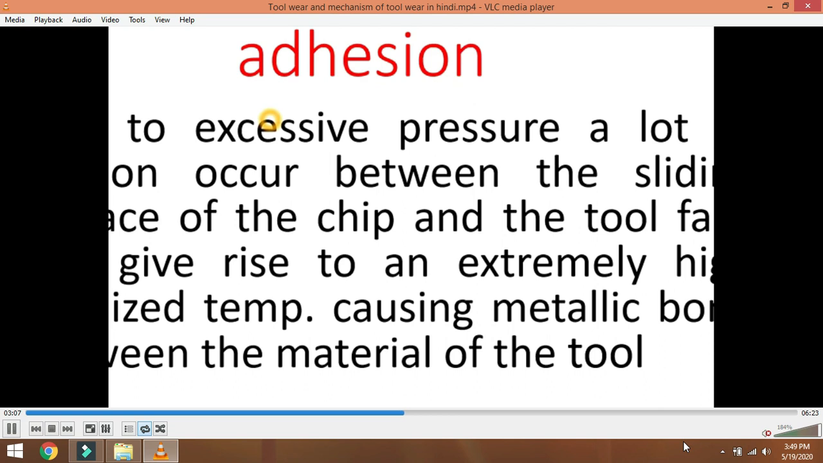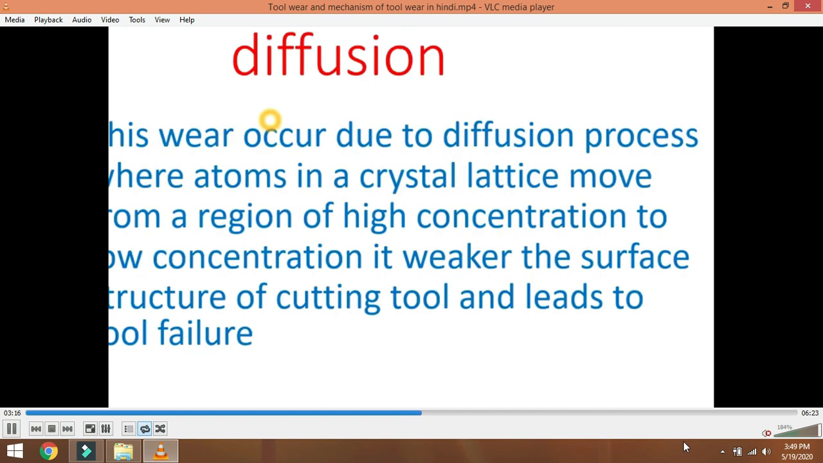The excessive pressure that occurs between the solid face and the chip and the tool face gives rise to an extremely high junction, which is called adhesion wear. Diffusion wear means the wear occurs due to a diffusion process, where atoms in the crystal lattice move from a region of high concentration to low concentration. It weakens the surface, causes rupture of the cutting tool and leads to tool failure.